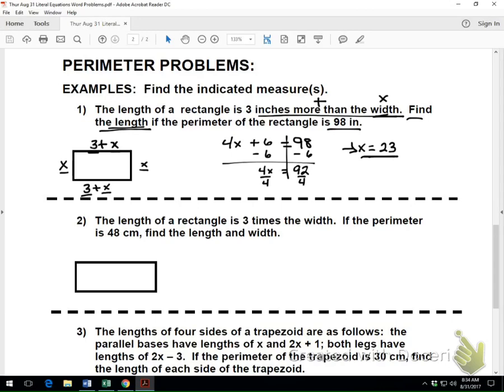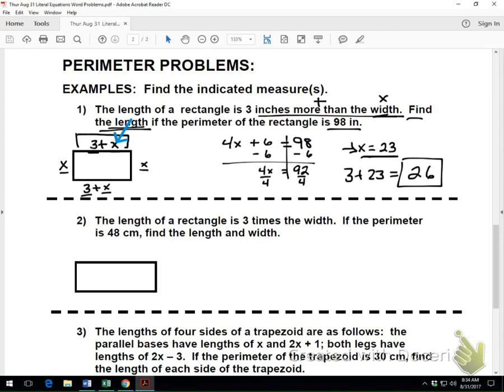So if you go back, here's your length right here. This side right there is your length. So I'm going to take that 23 and plug it back into this x right here. So basically I get this. 3 plus 23, 26. So my length is 26. Does that make sense? Plugging it back in? Yes? No? We good with that? Yeah.